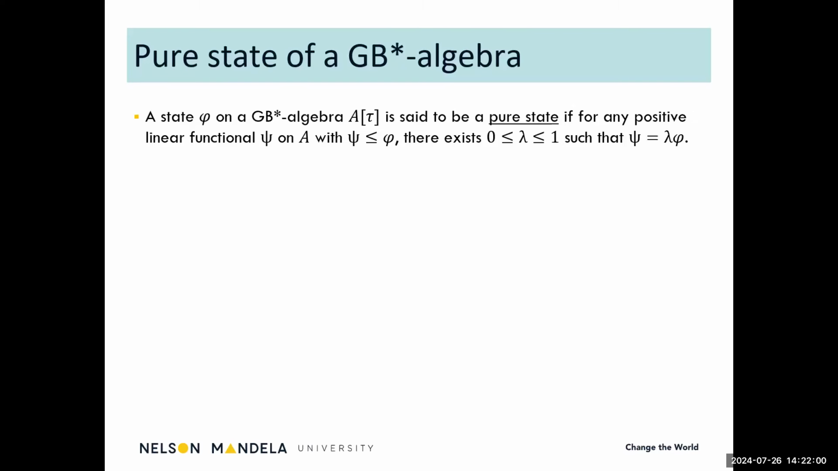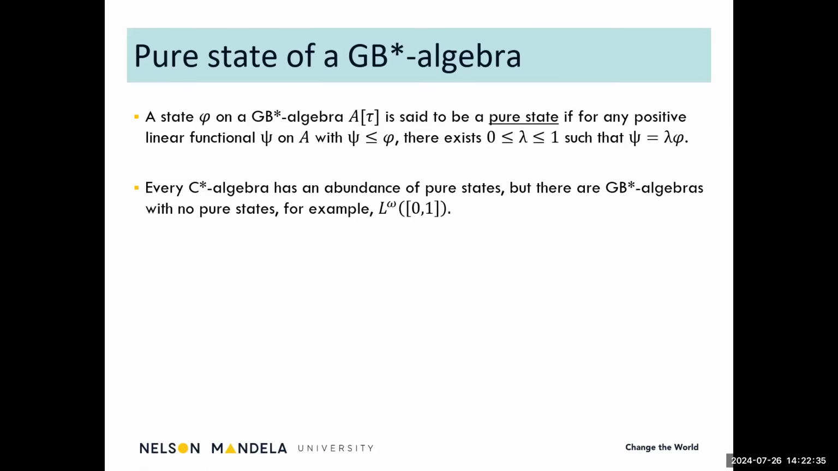For the preliminaries, a pure state on a GB-star algebra is like a pure state in a C-star algebra. It's that for any positive linear functional psi with psi less than or equal to phi, you can get some lambda between 0 and 1, so that psi is in fact lambda times phi. So phi over here is the pure state, and you can take any other positive linear functional and write it as a fraction of the pure state. So that's like in a C-star algebra.